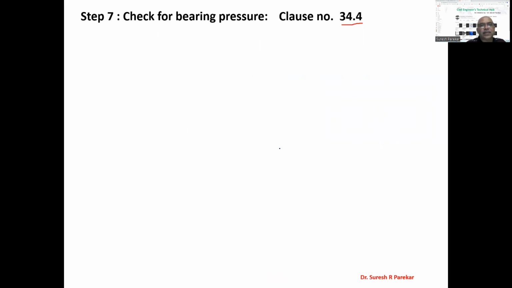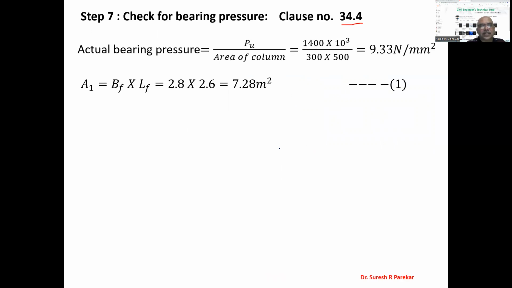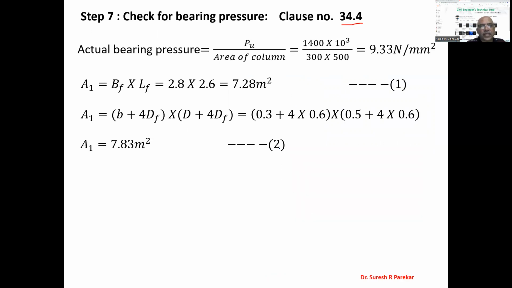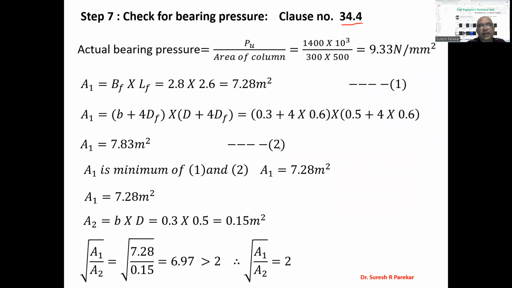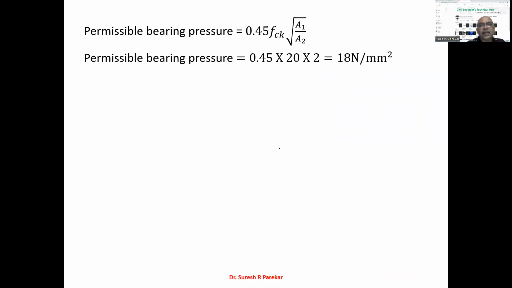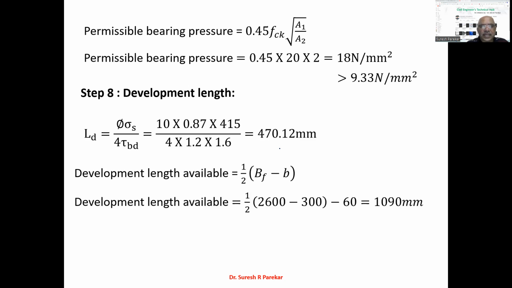So now the last step, that is the check for bearing pressure. There is no change. We have to go in the same fashion because it depends upon the width of the footing and the dimensions of the column. So that will be as it is. And the permissible bearing pressure is 18 and the actual bearing pressure is 9.33 Newton per mm square. So the development length, this is also the same, and available is greater than required.